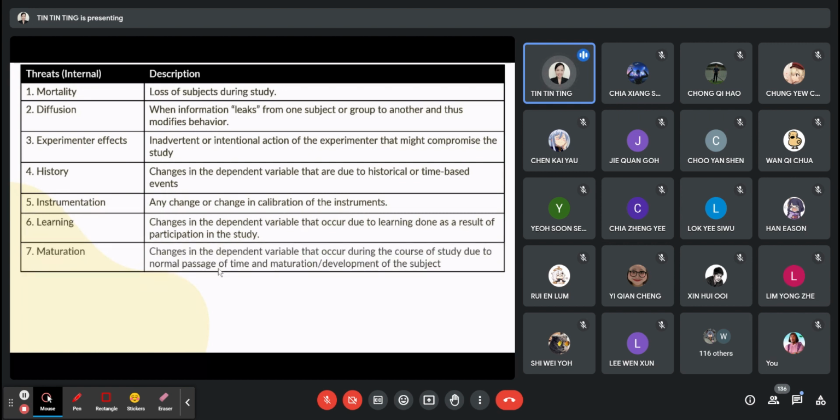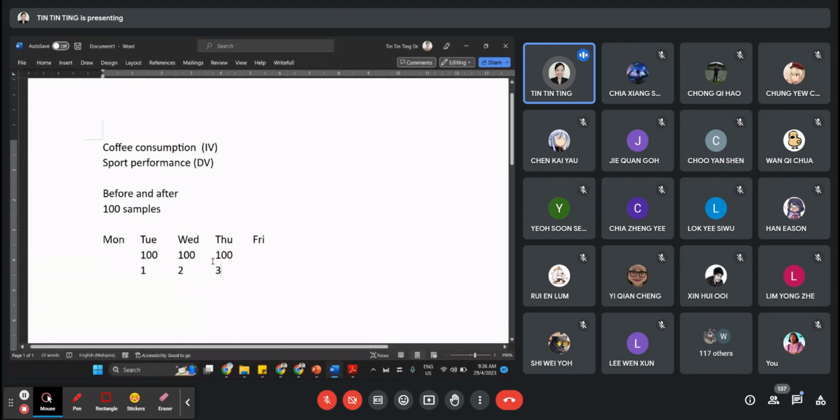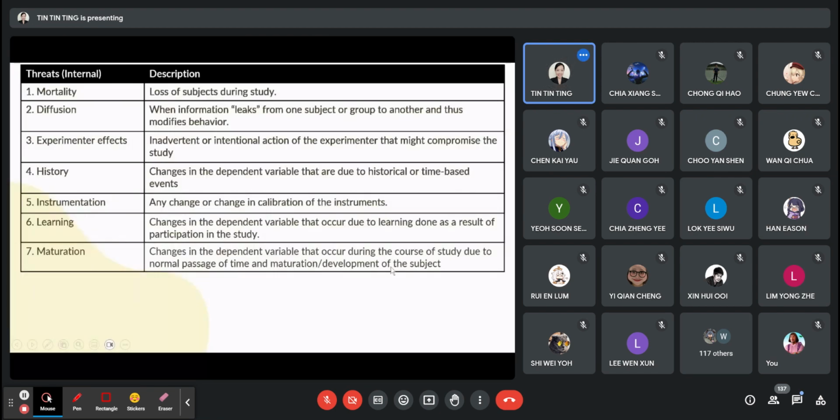The next threat is called maturation. Changes in your DV as well, like your subjects here, they change because of a period of time. They have matured already, so they might change their behavior as well.